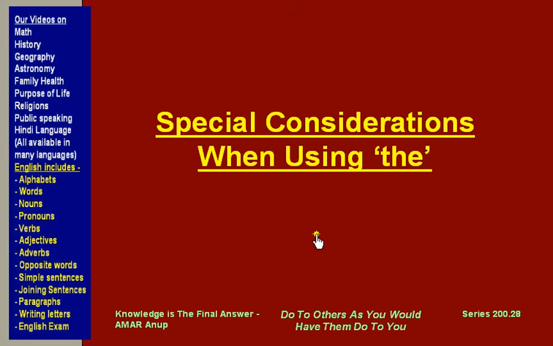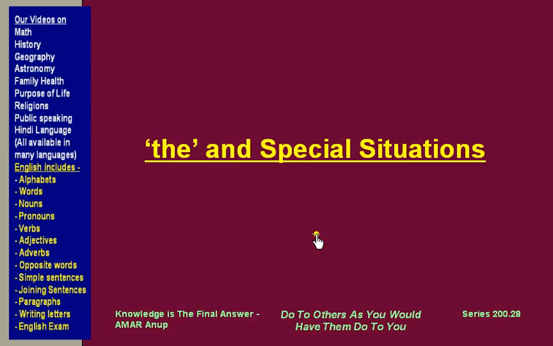Now special considerations when using "the". We will now look at some examples where we will use "the". Till now, what we have talked about covers almost 60% of cases where we use "thuh" or "thee". Remember, "the" is the commonest word in English, so you should understand its use well, so that you can have maximum correct use of something which is used most frequently. So, "the" and special situations.